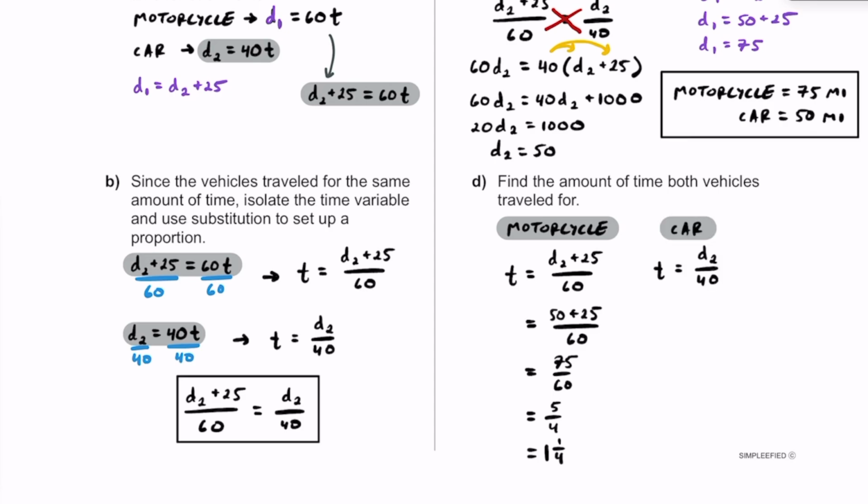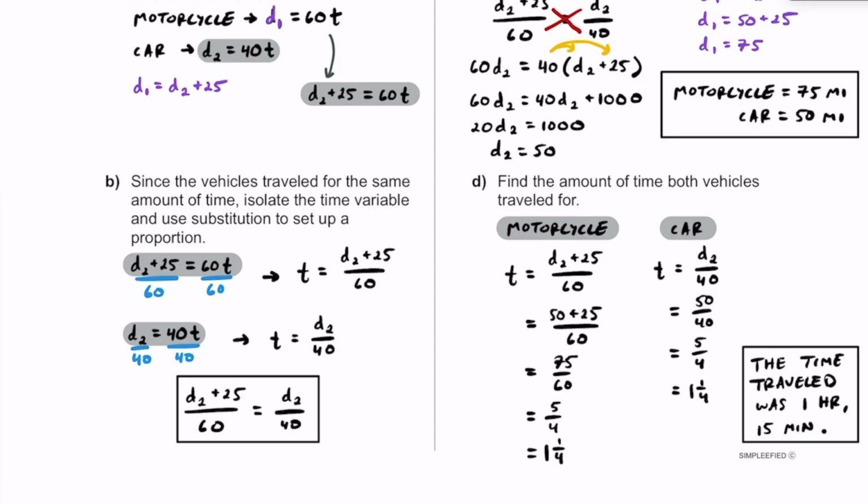Now just to confirm, for our car equation, t is equal to d2 over 40. Again, we found out d2 was 50, so that's going to be 50 over 40. This should be the same, right? So 50 over 40 simplifies down to 5 over 4 as well, which is going to be 1 1/4. And so in conclusion, we can say that the time traveled for the car and the motorcycle was both going to be 1 hour and 15 minutes.